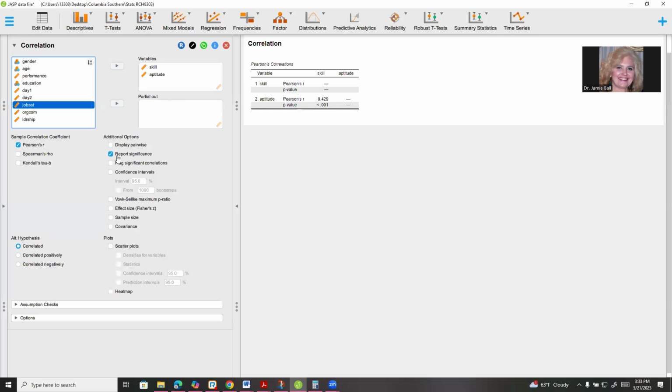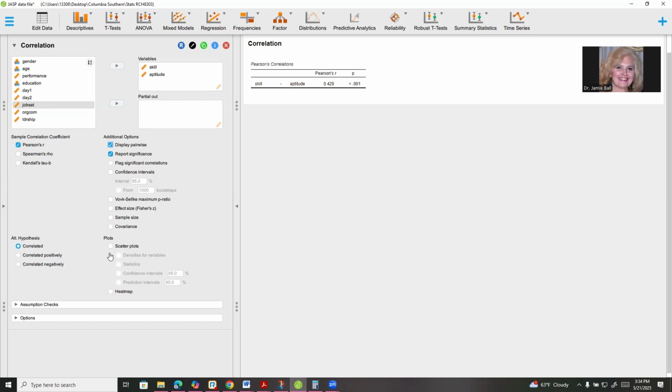I'm going to want to display pairwise. And I'm going to want to check my hypotheses. Most of the time, you're going to be doing a two-tailed test, so you'll just select correlated. But if I just wanted to look one direction, positive or negative, increase or decrease, there's the other two alternatives.